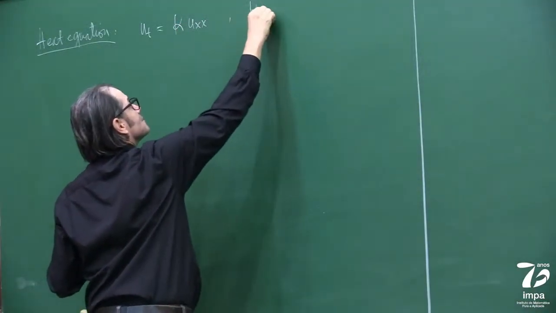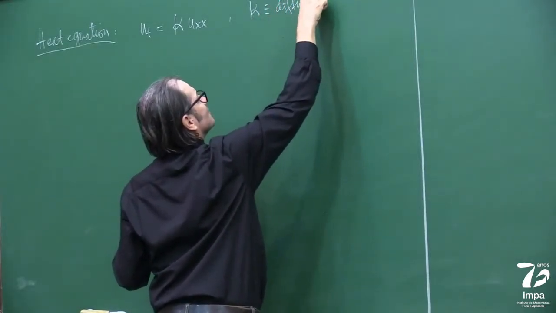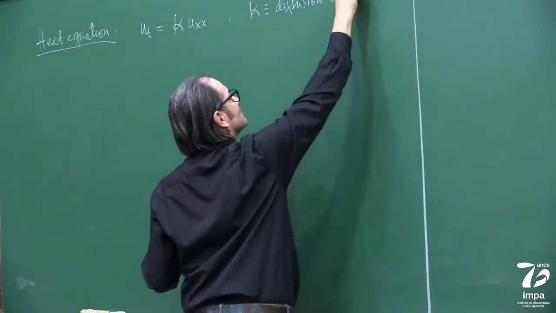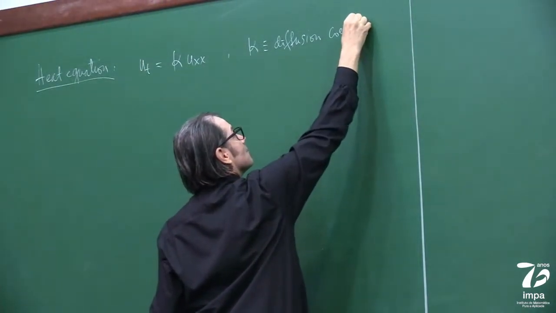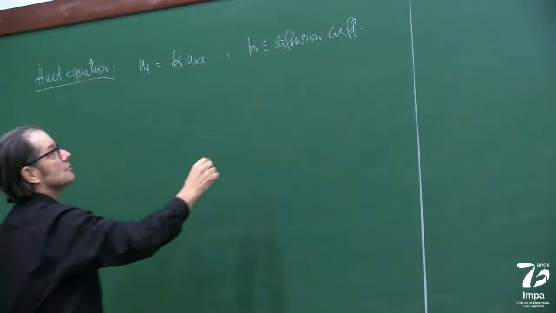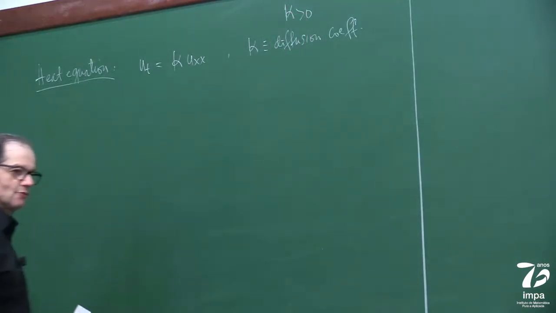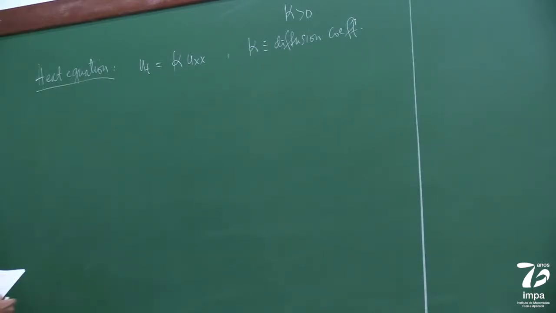So kappa is our diffusion coefficient. And let's start, and I should say kappa greater than 0. Remember that when we did the numerical case, I showed that depending on the discretization, it could make it negative, so that would be bad.